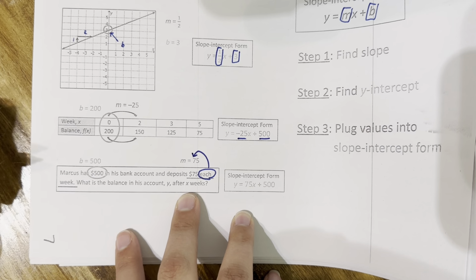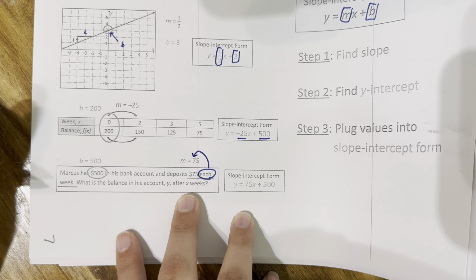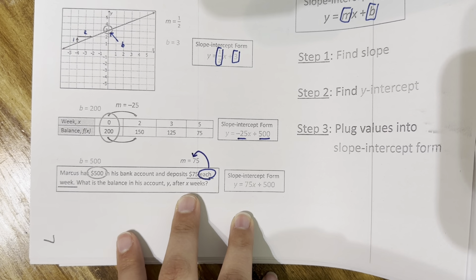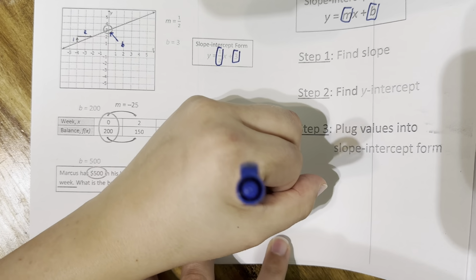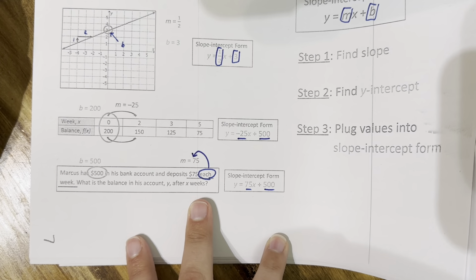My b is my start value, my one-time fee. So that's how I know that my b is 500. He started with $500 in his account. So now that I know my m and my b, I just plug that into my equation.